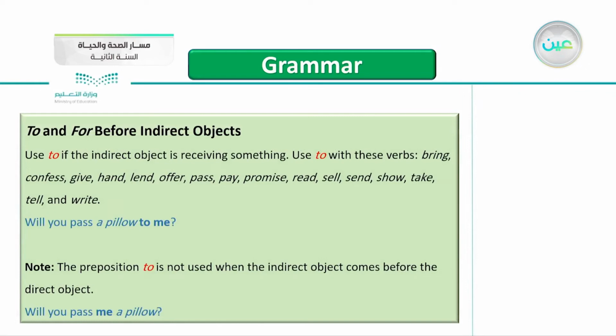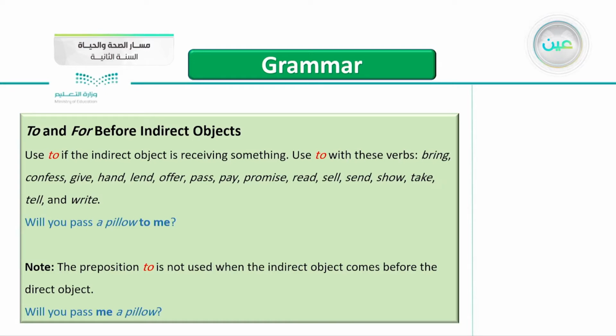To and for before the indirect objects. We use "to" if the indirect object is receiving something. Also use "to" with these verbs: bring, confess, give, hand, lend, offer, pass, pay, promise, read, sell, send, show, take, tell, and write. So we use "to" with these verbs. Again, we use "to" if the indirect object is receiving something, and we use it with these verbs.